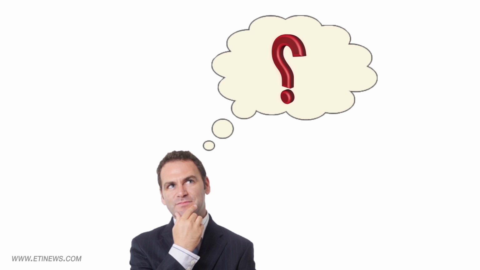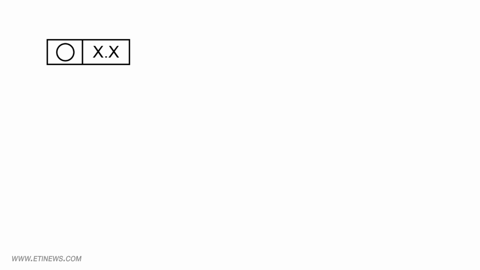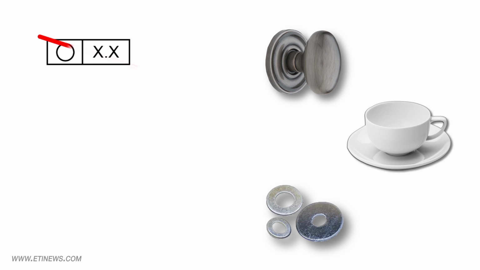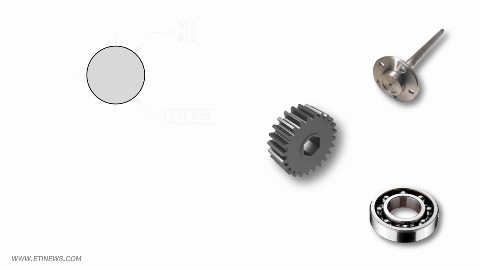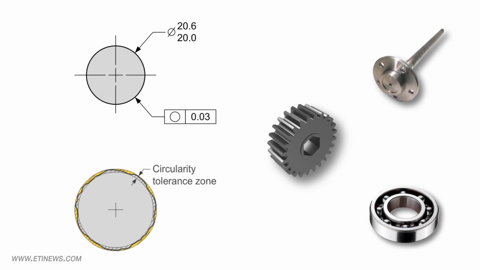So, to answer the question of how round is round enough, we need to consider the part function to determine the roundness requirement. For example, not all parts need a circularity tolerance. Parts with circular shapes, like a doorknob, cup, or washers, don't require a circularity tolerance because the roundness deviation defined by the size dimension meets the requirement for the function of the part. However, parts with circular shapes may require a circularity tolerance because the function of certain diameters may require the roundness deviation to be less than what is allowed by the size tolerance.